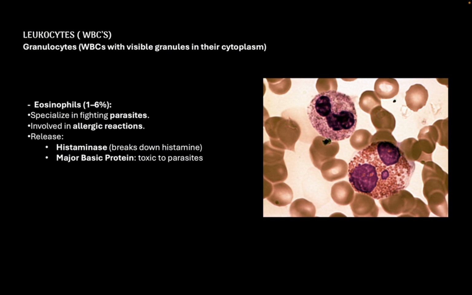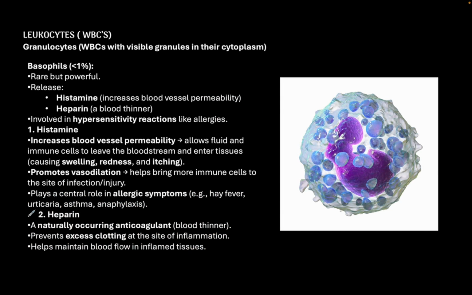Basophils are rare but powerful. They release histamine and heparin. Now, what is histamine? Histamine is a chemical messenger released during allergic reactions and inflammation. It increases the permeability of blood vessels, allowing immune cells to move into tissues, but also causing swelling, redness, and itching. And what about heparin? Heparin is a naturally occurring anticoagulant, a blood thinner.